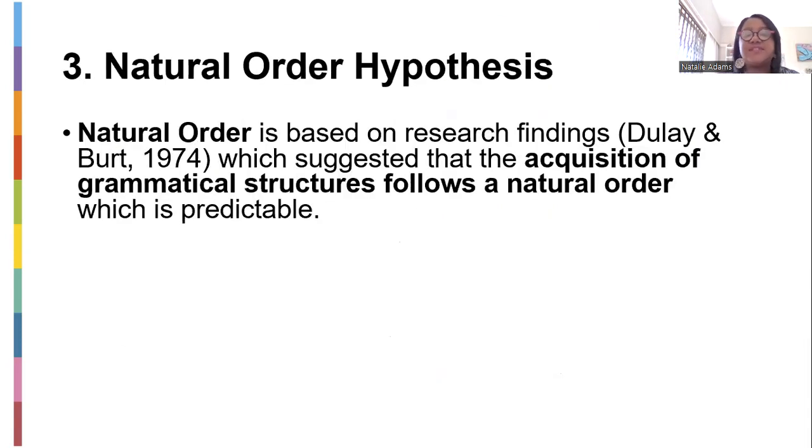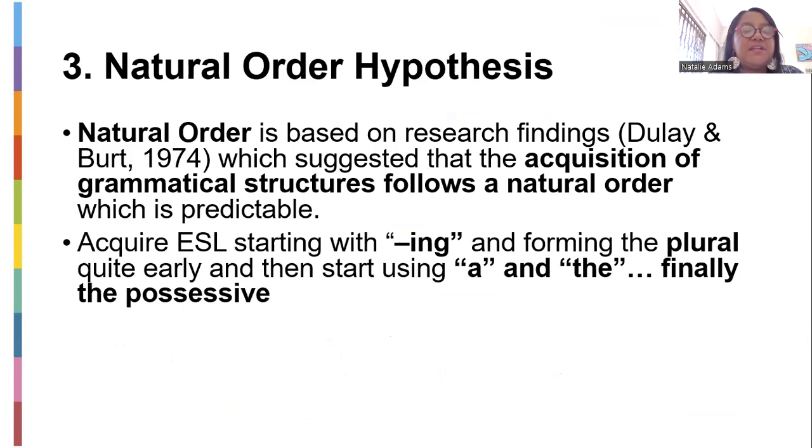So that's very interesting. The next hypothesis is the natural order hypothesis. Please remember, we're speaking about Stephen Krashen. He says natural order is based on research findings by Dulay and Burt, which suggested that the acquisition of grammatical structures follows a natural order which is predictable. Learners acquire English as a second language starting with -ing and forming the plural quite easily, and then start using a and the, and finally the possessive.